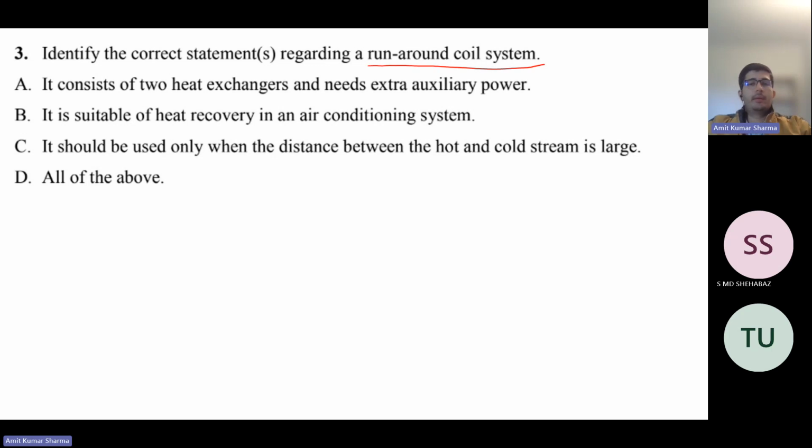Okay. So the answer is option D. So basically all three options are correct, all of the above. So it consists of two heat exchangers and needs extra auxiliary power. So basically in a run around coil system, there are two heat exchangers.